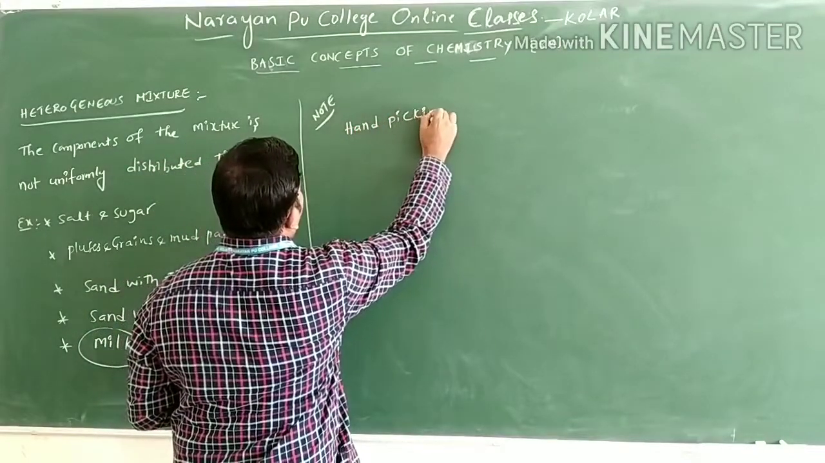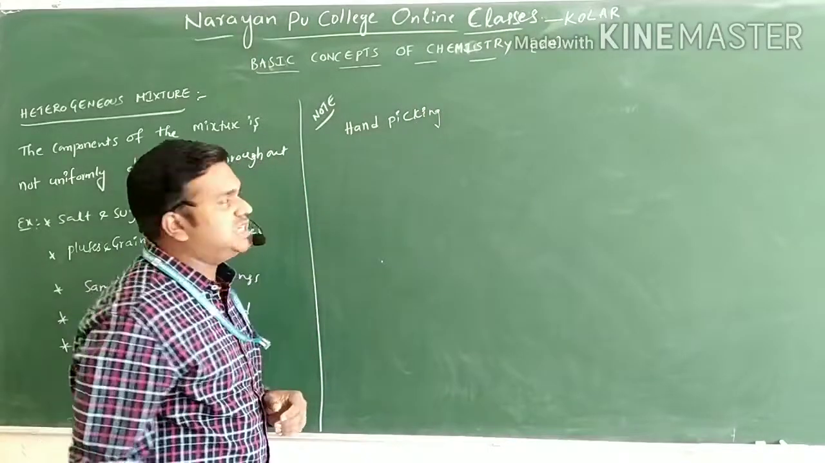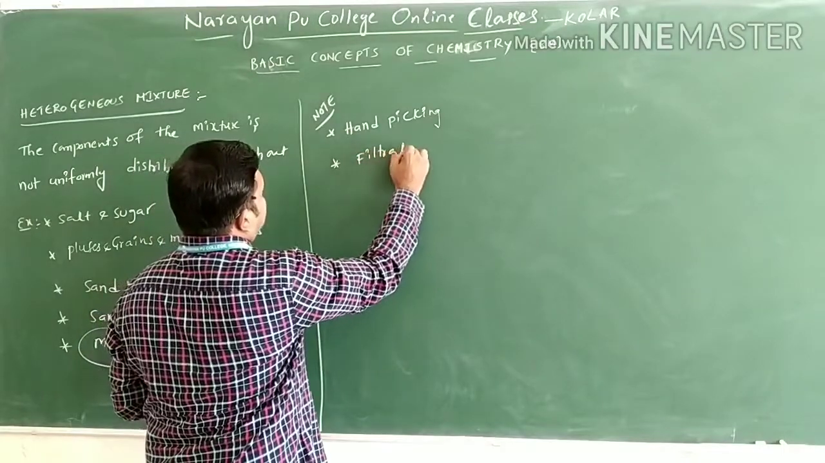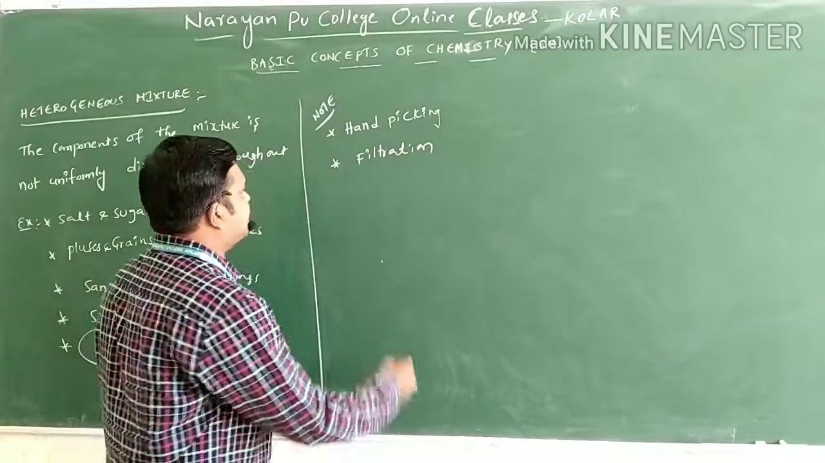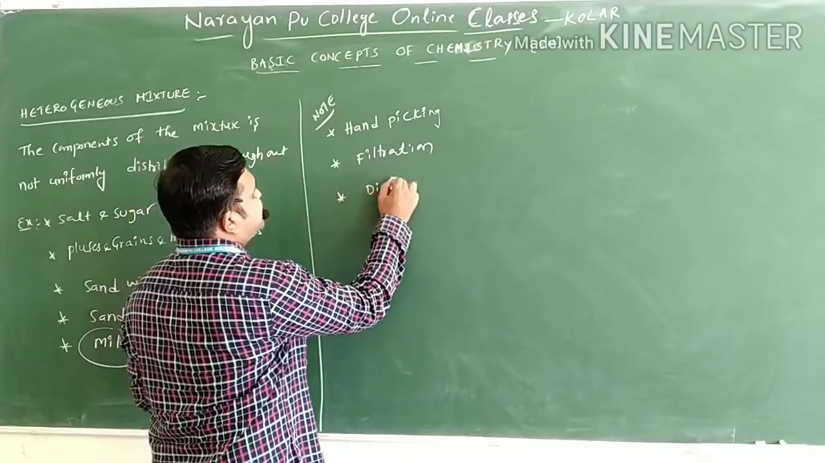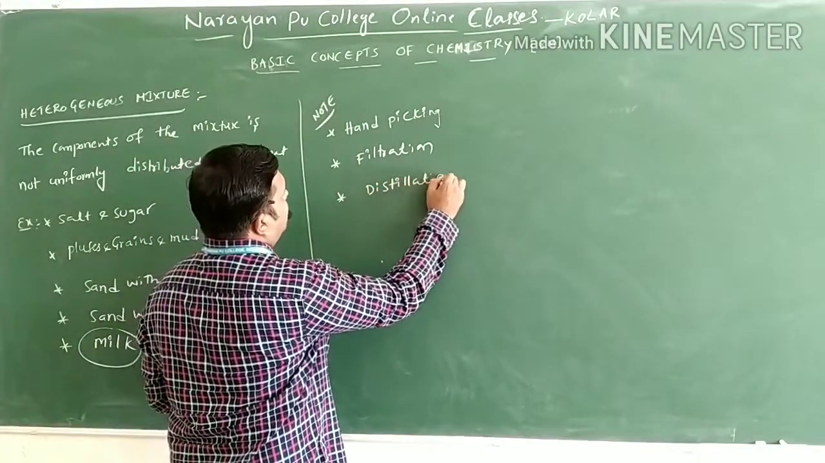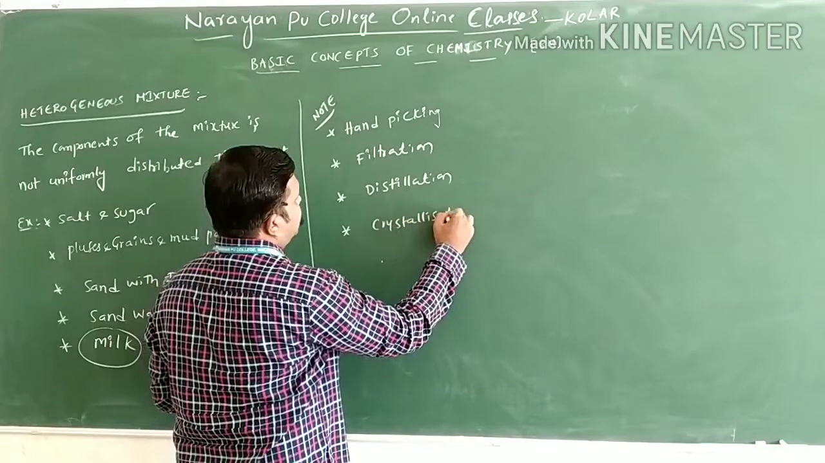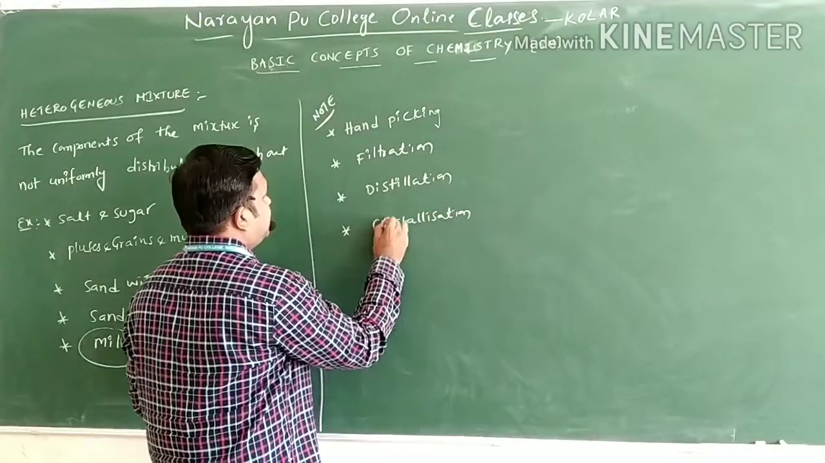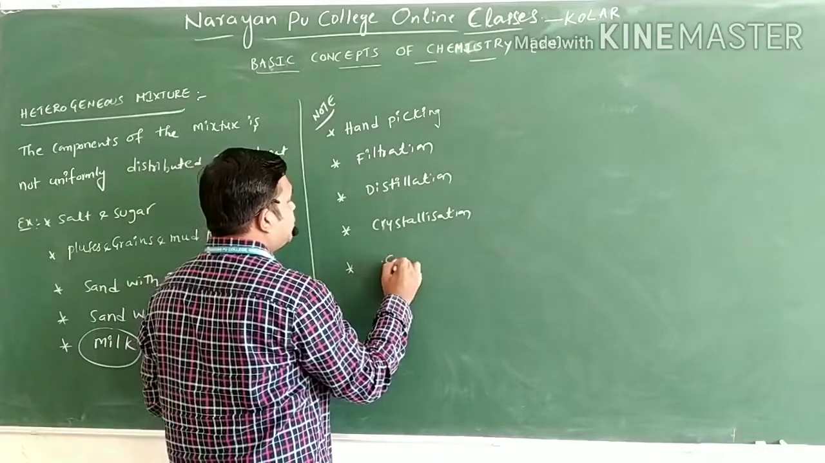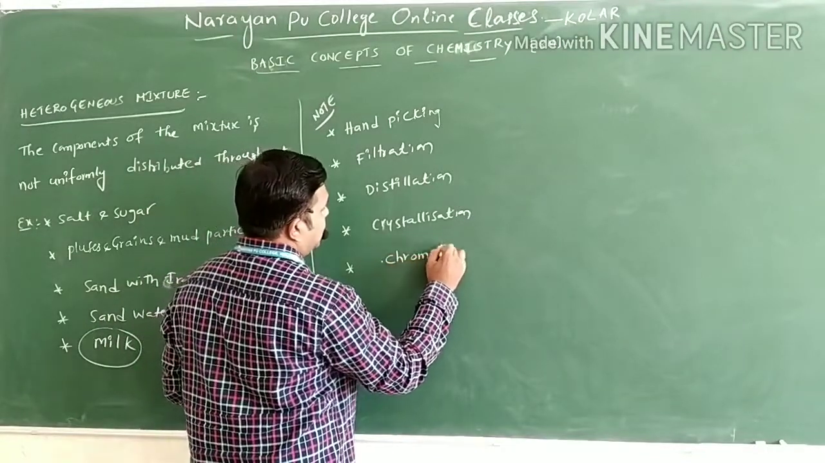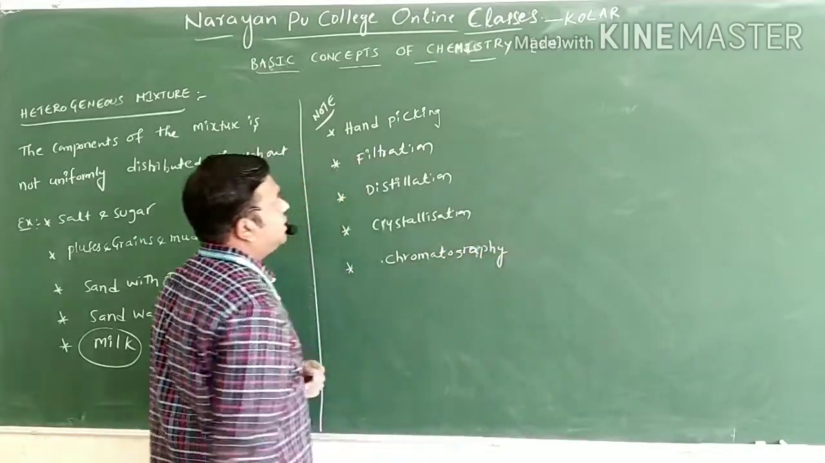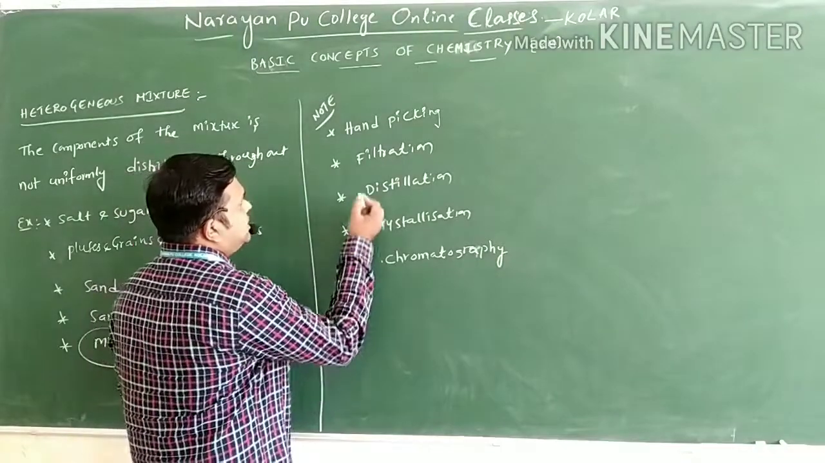Okay, hand picking. By hand picking, we can separate the components of the mixture. And one more method we have is the filtration method. By using filtration, we can separate the components of the mixture. By using distillation, we can separate the components of the mixture. By using crystallization, we can separate the components of the mixture. And by using chromatography, we can separate the components of the mixture. And these are the different methods we can see.